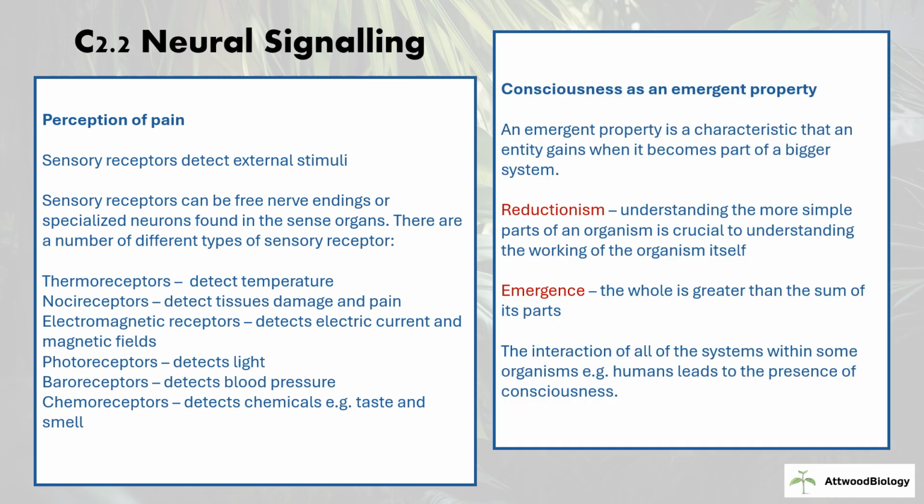And then finally, we have consciousness as an emergent property. Emergent properties crop up throughout the new IB specification, and an emergent property is a characteristic that an entity gains when it becomes part of a bigger system. So something that happens when you put all of the pieces of the jigsaw together, and the emergent property is the result of that jigsaw coming together. Reductionism is understanding the more simple parts of an organism as being crucial to understanding the working of the organism itself, whereas emergence is the fact that the whole is greater than the sum of its parts.